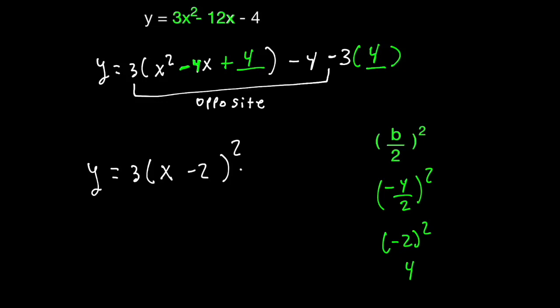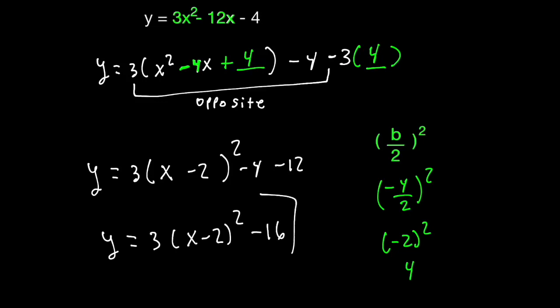And then here I have negative 4, and negative 3 times 4 is negative 12. Combining the negative 4 and the negative 12, we get a final result of 3 multiplied by x minus 2 quantity squared minus 16, and that would be the vertex form.